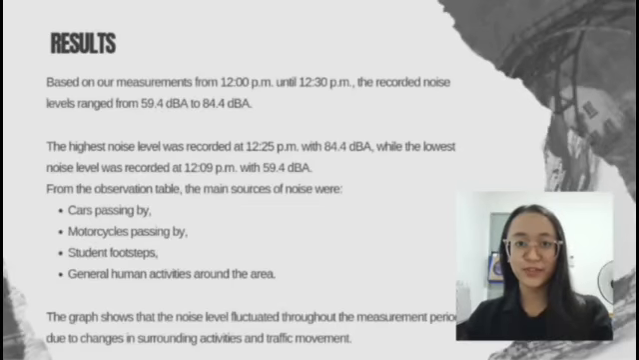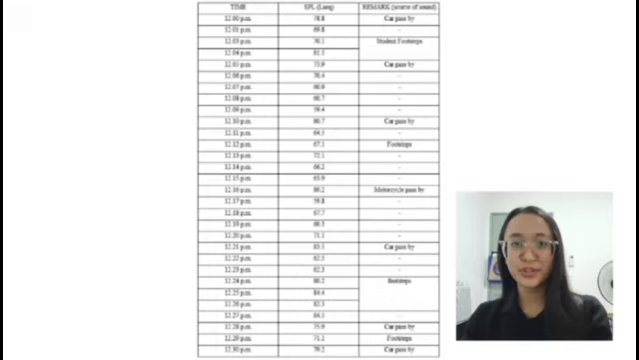This is the result of noise measurement at Block M. Based on the measurement conducted at 12 p.m. until 12:30 p.m., a total of 31 sound level readings were recorded using the sound level meter application. I will explain the result table. The table shows the sound pressure level, SPL, recorded at 1 minute intervals together with the observed source of noise.